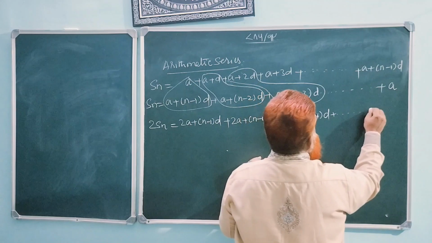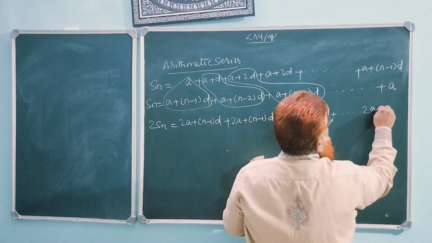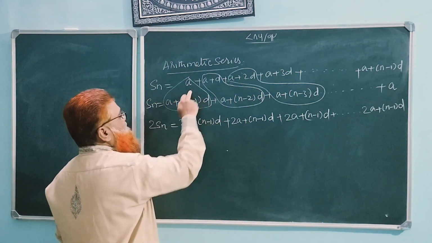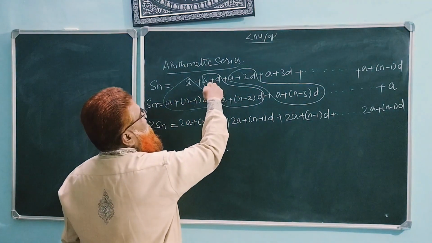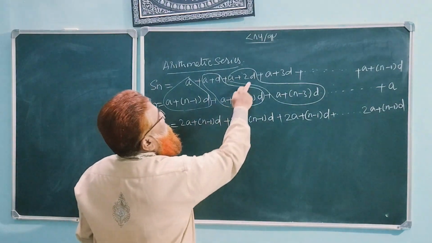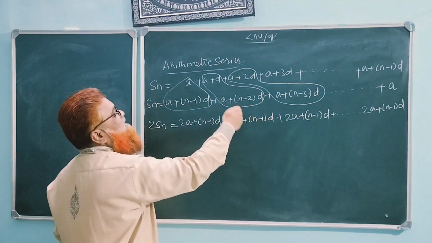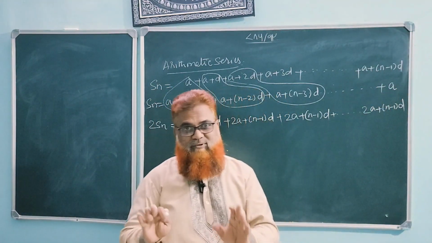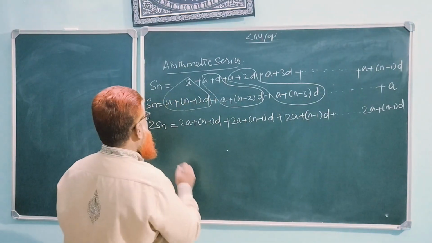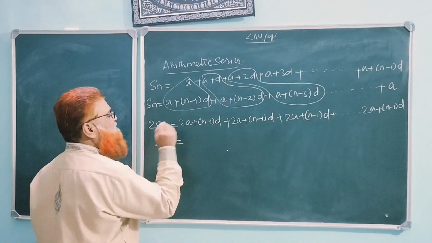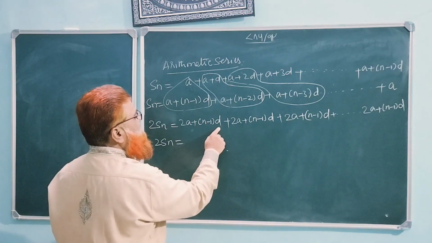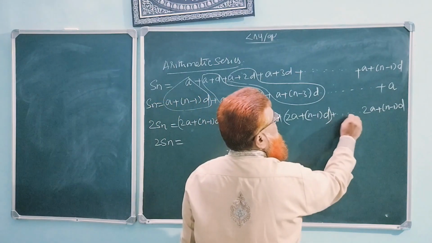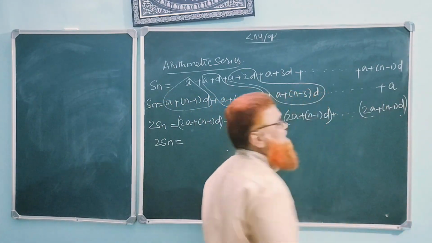Similarly, the last pair is again a plus a, 2a plus (n minus 1) into d. See, the first term and the last term, the second term and the term before the last, the third term and the term preceding that, and finally the last term plus the first term. I hope you understand very clearly. So 2S_n is equal to 2a plus (n minus 1) into d, 2a plus (n minus 1) into d, 2a plus (n minus 1) into d, etc., 2a plus (n minus 1) into d.